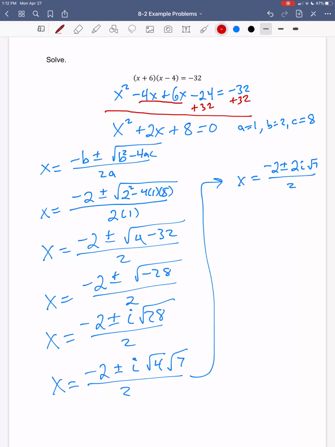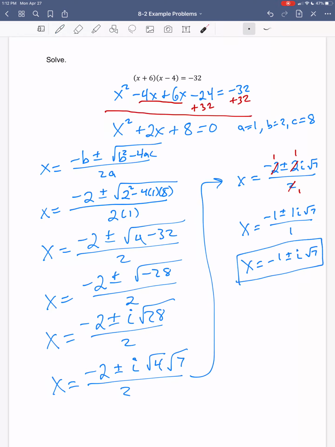And now it's up to you. You can either factor that out, or I can say here 2 goes into itself once, 2 goes into itself once, 2 goes into itself once. So I get x equals negative 1 plus or minus 1i square root of 7 all over 1. Or that's really just negative 1 plus or minus i square root of 7. Remember here, I write the i in front of the square root of 7 instead of behind it, just so it's clear that that i is not part of the square root.